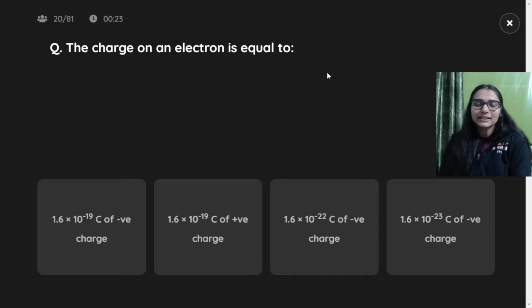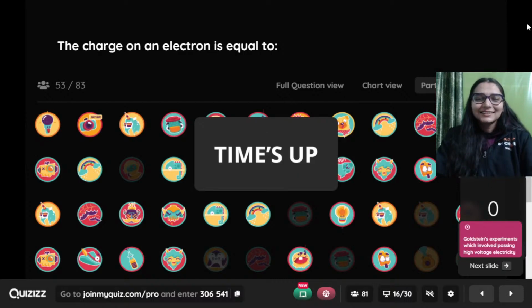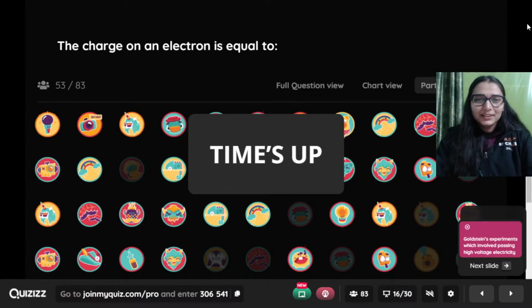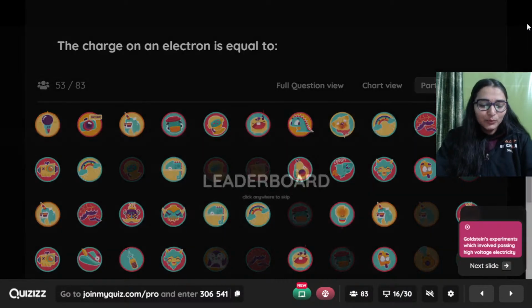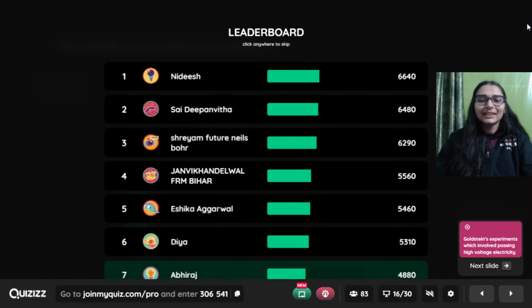The charge on an electron is equal to... You have to tell the absolute charge, the actual charge on the electron. First decide whether it would be negative or positive; you can eliminate options. Then pay attention to the power of 10, because 1.6 is common in all the options. And the right answer is option number 1: 1.6 into 10 raised to minus 19 coulomb, that too negative charge.